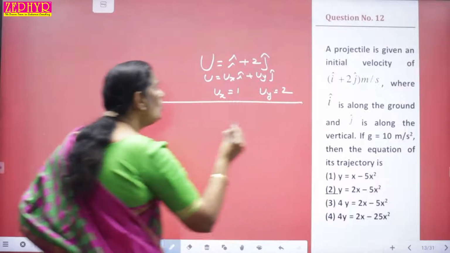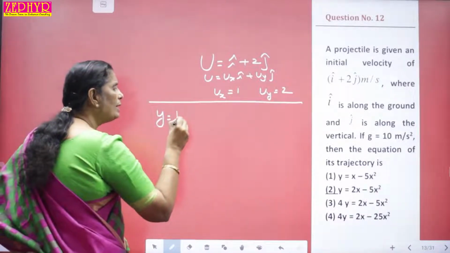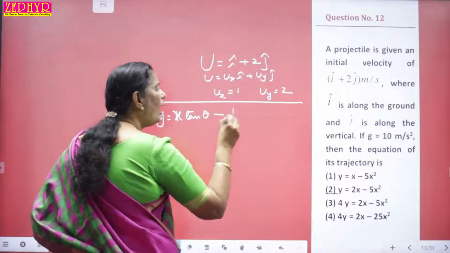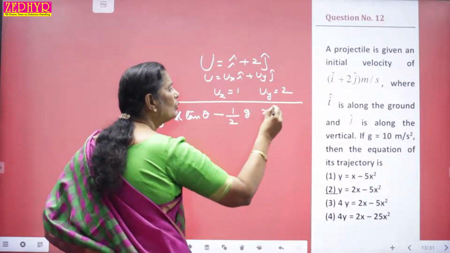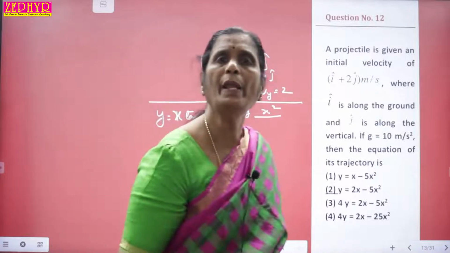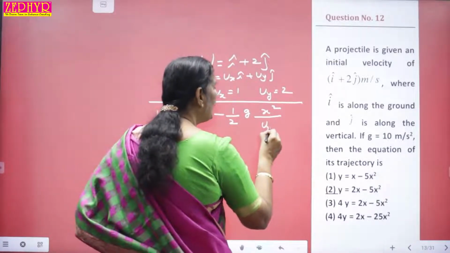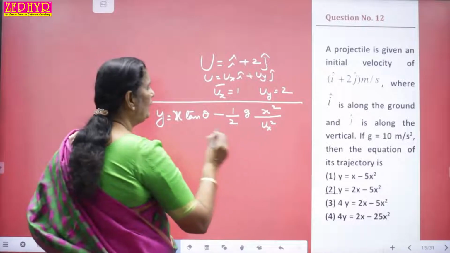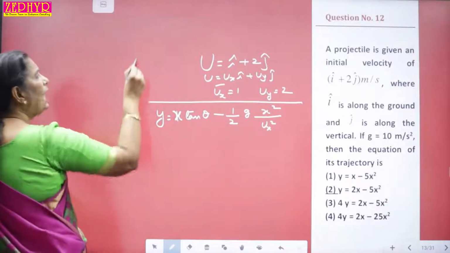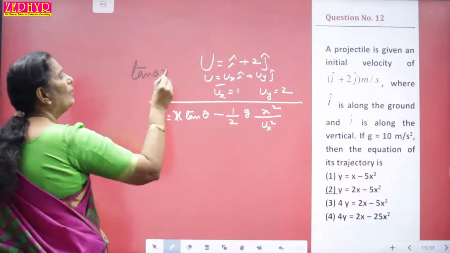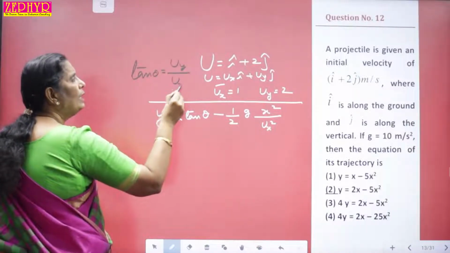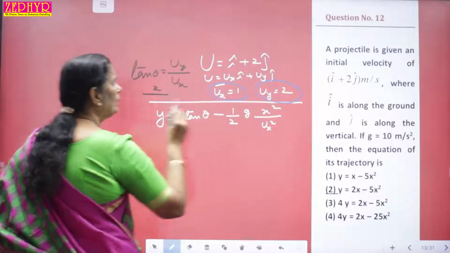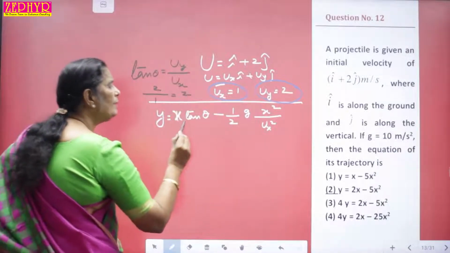Now we want the equation. y is equal to x tan theta minus half g x square by u square cos square theta. Since u cos theta is not there, we can write u x square together, because we have ux square available. That's all. So put ux in place of u cos theta, and tan theta is needed. We know that tan theta is equal to vertical component by horizontal component. The vertical component is 2, the horizontal component is 1. So tan theta is 2, and we can put 2 in that place.